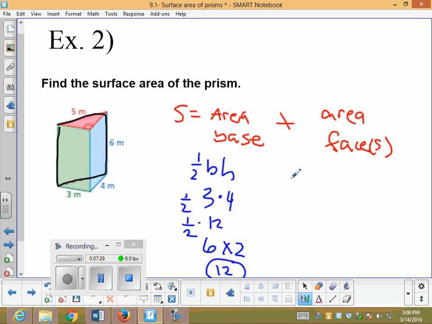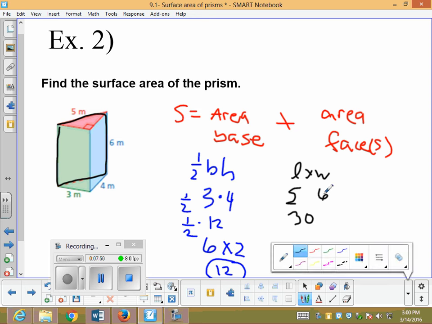Remember, area of a rectangle is length times width. So length is 5 by 6. What's 5 by 6? That's going to be 30. 5 by 6, that's a times, by the way. Let me change that to a dot. So 5 by 6 is going to be 30. So we have here 30.